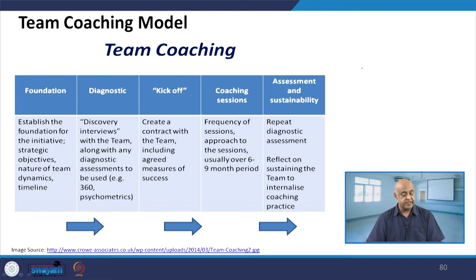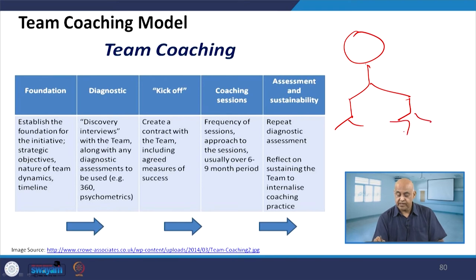So, foundation establishes the foundation for the initiative: strategic objectives, nature of the team, dynamics and timeline. Here in the foundation, what is the objective, that objective and goal has to be decided, right? And you are having the different team members. Now, these team members will be performing. So, here you have to see the nature of the team dynamics that has to be followed.